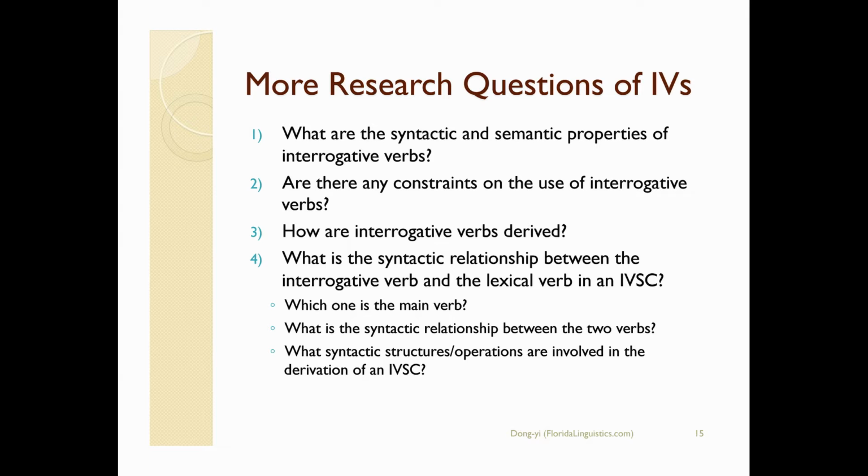The use of interrogative verbs in an interrogative verb sequencing construction is also interesting. Since there are two verbs, we may wonder which one of them is the main verb. What is the syntactic relationship between the two verbs? Is it conjunction or subordination? If it is subordination, is it complementation or adjunction? What syntactic operations are involved in the derivation of this type of construction? For example, raising or control.